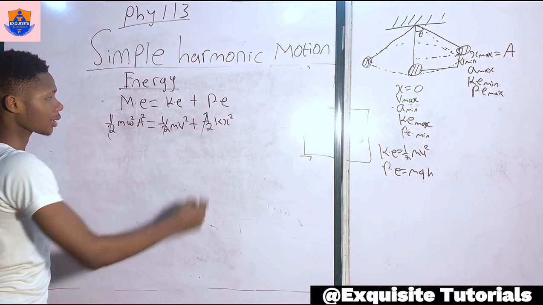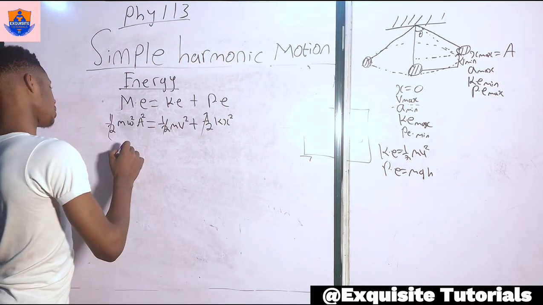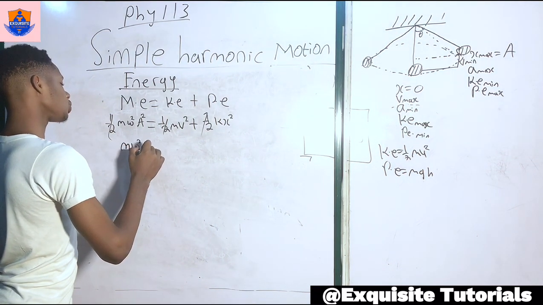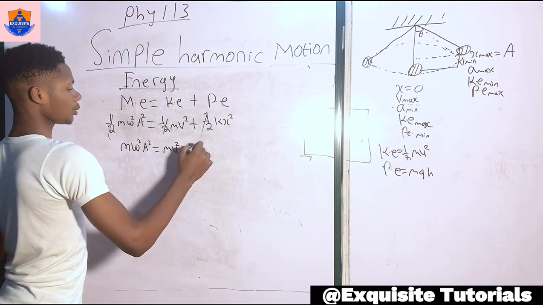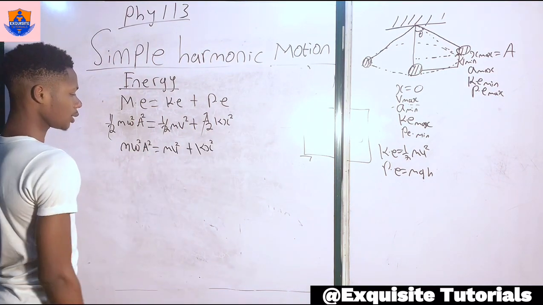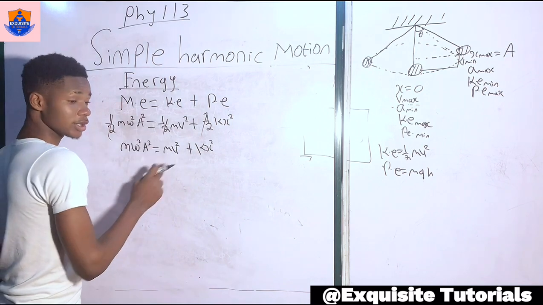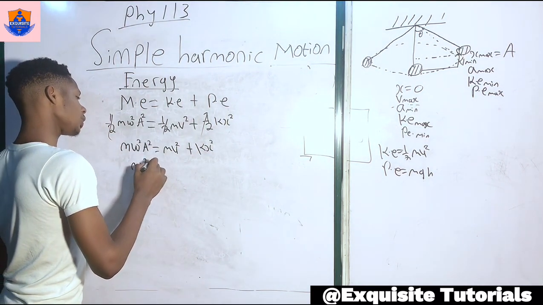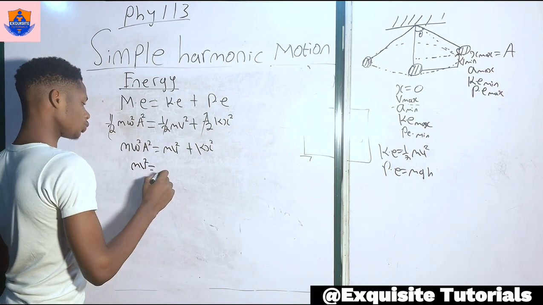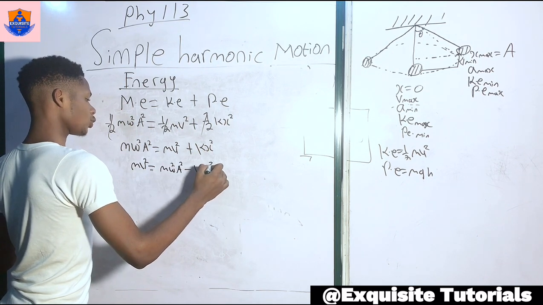1 over 2 is a constant, it can cancel out in the 3 parts, and then we are going to be left with mw squared a squared equals mv squared plus kx squared. Now from here, I want to make velocity the subject of the formula because this is what we are looking for. So we can say that mv squared is equal to mw squared a squared minus kx squared.